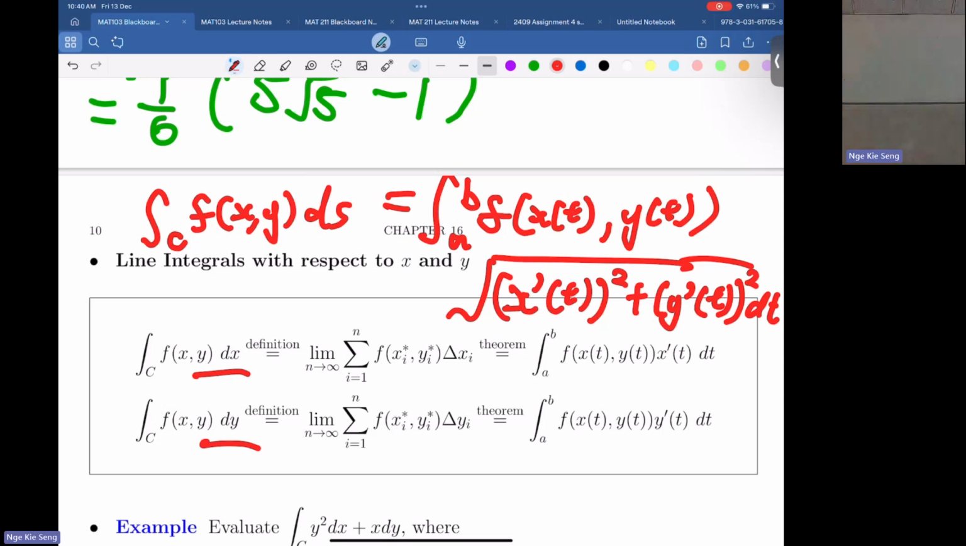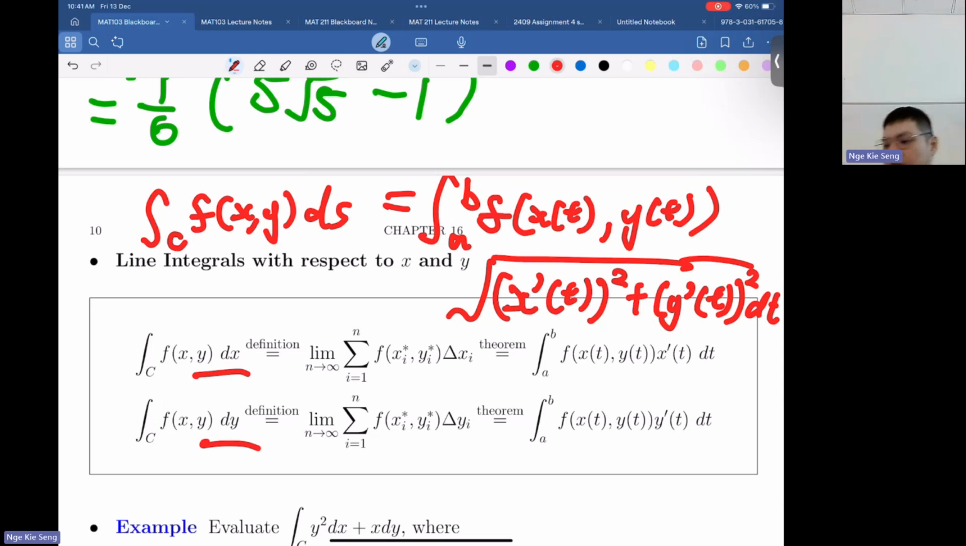So if you just look at change in x, meaning what? We view y as a constant. So y prime is 0. So the square root of s prime t squared is just x prime. Obviously, to prove it, you need to use the definition. But this is one quick way to see it. So remember, when you do it with respect to dx or dy, you need to have an extra factor of x prime t or y prime t, respectively. So this is very important.